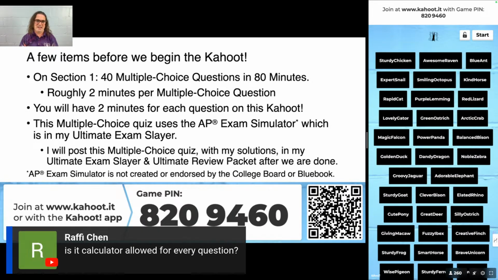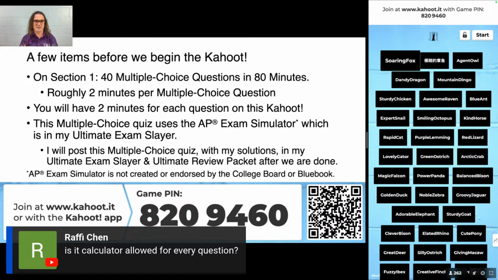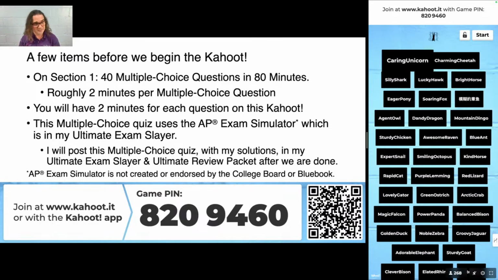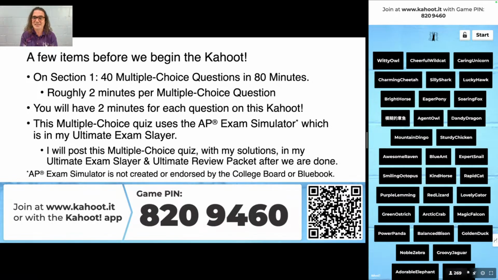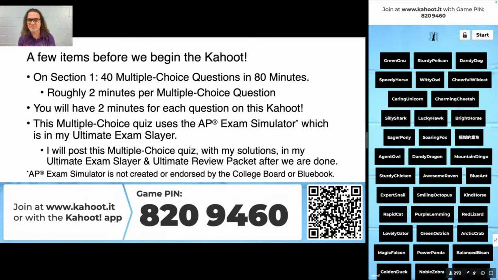Is the calculator allowed for every question? Yes, the calculator is allowed for every question. Please remember to bring your calculator and answer every multiple choice question because you don't lose any points for getting a multiple choice question wrong. So yes, make sure you answer every multiple choice question.